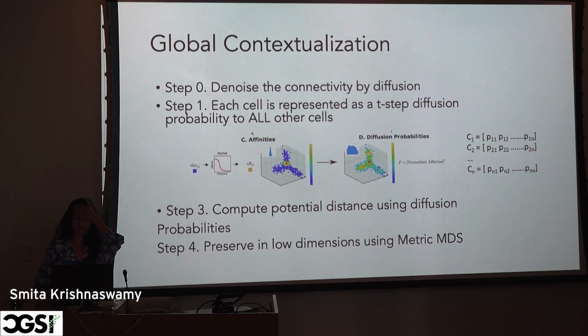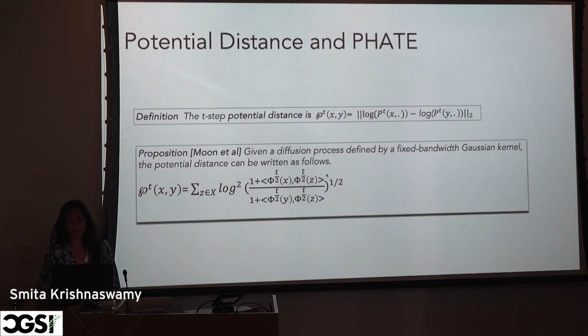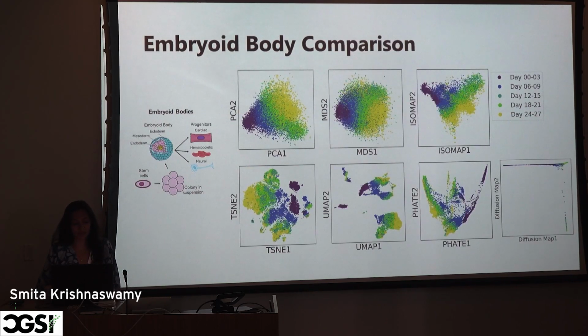So what is the cool thing about Fate is, first off, we denoise the connectivity to go through the data, through the diffusion. We've re-represented the cells by their t-step diffusion paths to every other cell, so it globally contextualizes them. Then the potential distance is just embedded through MDS. So this is the potential distance. It's the distance between 2 points or 2 cells. It's just Euclidean distances between rows of the diffusion operator after log scaling them. Turns out that this log scaling is important for making it a divergence and considering far distances as well as near ones.